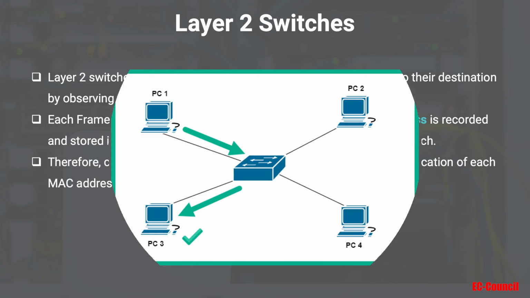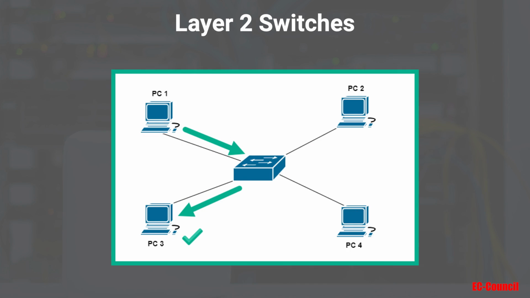Here we can see another diagram, but instead we have a switch connected on the network. In this example, PC1 wants to send a message to PC3. When PC1 sends a message, the switch will look at the destination MAC address and simply forward the frame directly to PC3. So as you can see here, a direct connection is built between PC1 and PC3. The switch does not forward the frame to PC2 or PC4.